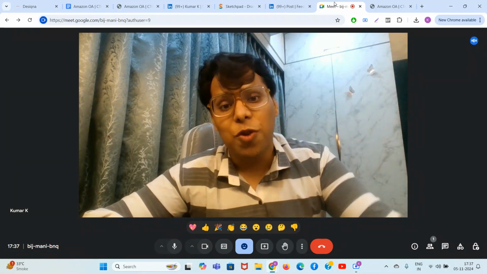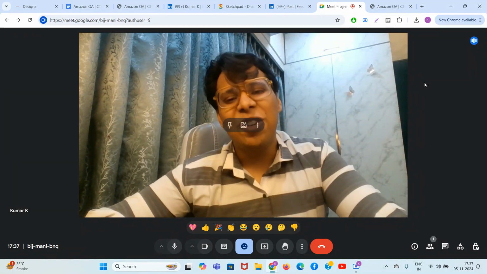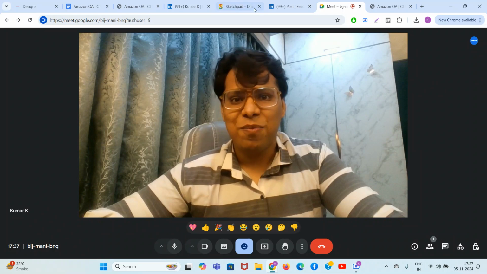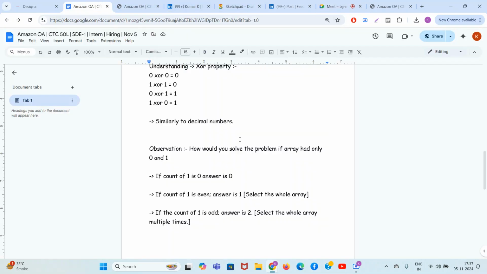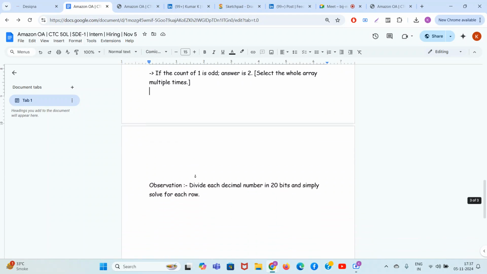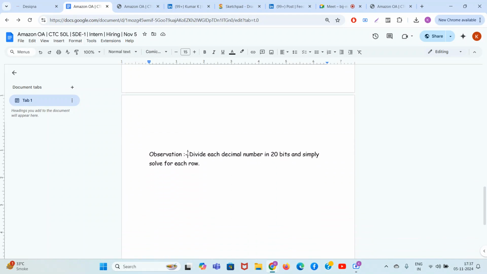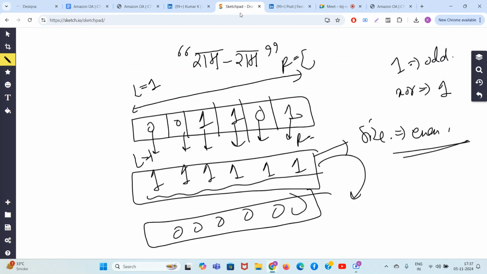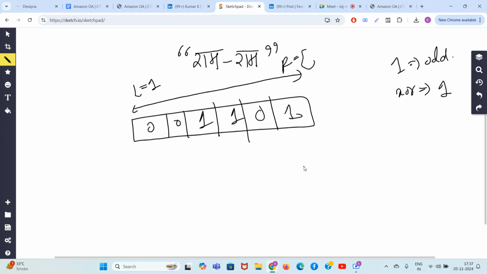But guys, what will you do for decimal numbers? The solution for that is also very, very simple. How? You don't have to do anything. Convert all the decimal numbers to binary numbers. That's it. Divide each decimal number into 20 bits and simply solve for each row or column. Okay, so let me show you how we do that.